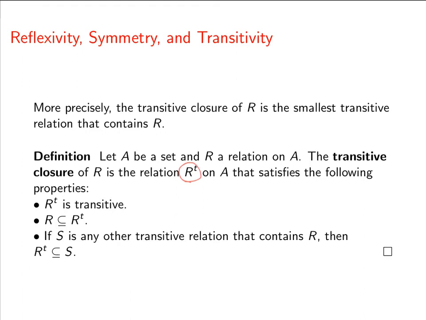That's the relation that satisfies these properties. First of all, it has to be transitive. It has to contain the original relation. And if S is any other transitive relation that contains R, then our thing that we want to call the transitive closure has to be a subset of S.